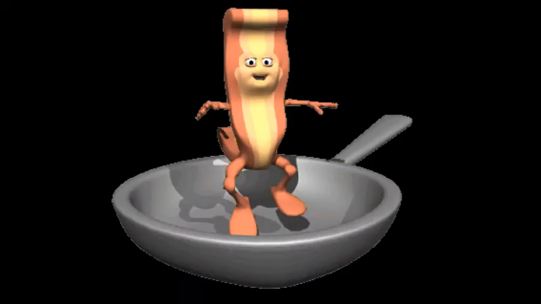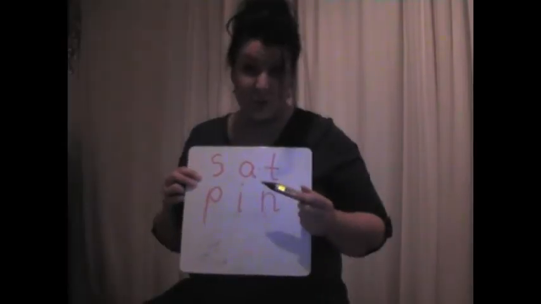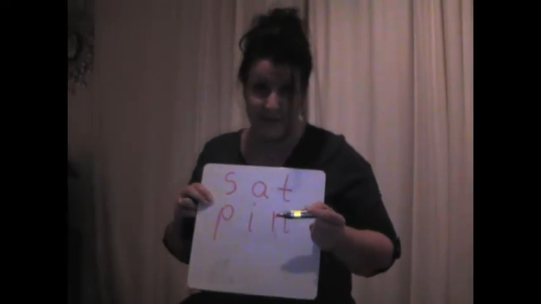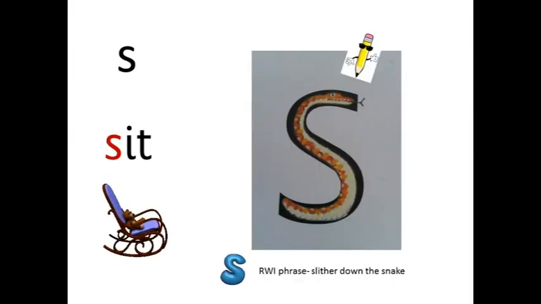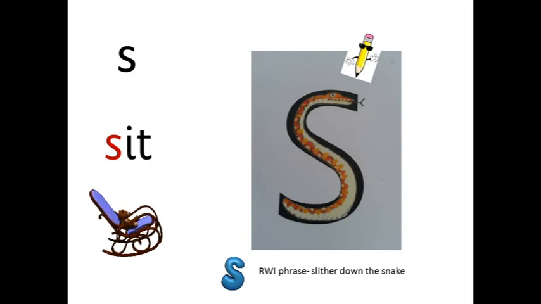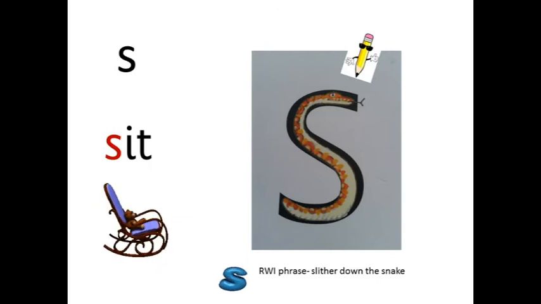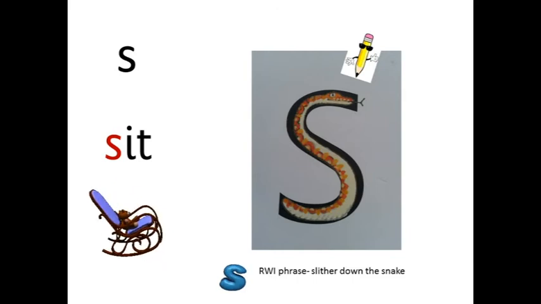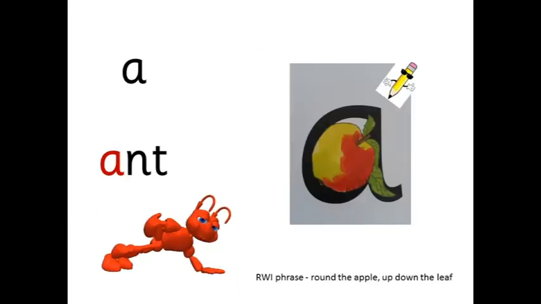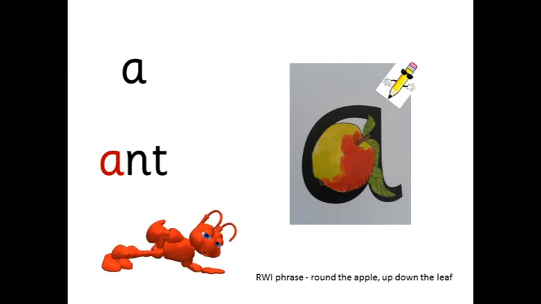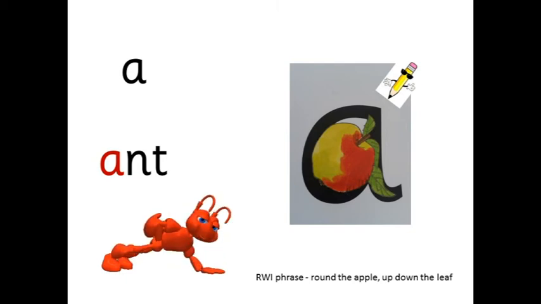Pan. Do this with your teacher or your mum or whoever looks after you in your house. S, it, sit. Can you draw the letter? Slither down the snake. A, ant. Draw the letter. Round the apple, up and down the leaf.